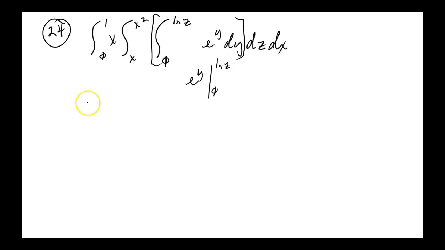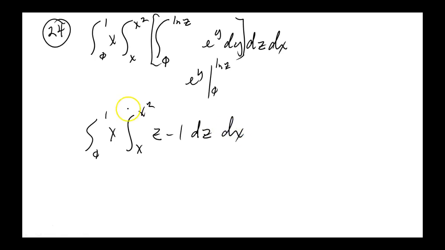That would be the integral from 0 to 1, x, integral from x to x squared. So that would be e to the natural log of z minus 1. But what is e to the natural log of z? Z. So that would be z minus 1. This is looking really simple. dz, then a dx.